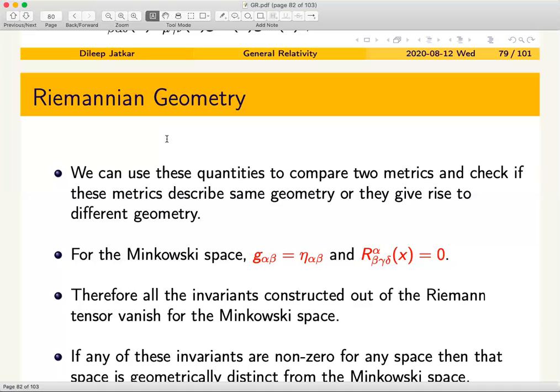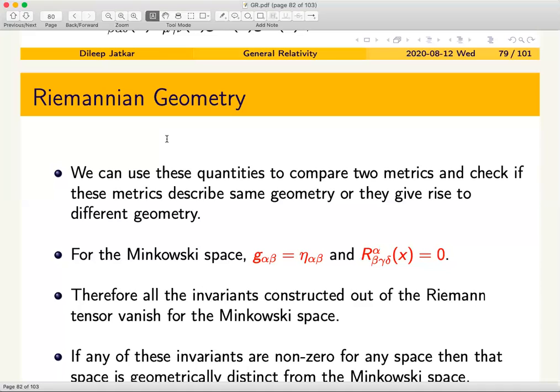Now, of course, there is another way of trying to figure out whether the two geometries are the same or not, and that is to find a coordinate transformation which takes you from one to the other. If you can figure that out, then you don't even need to do this. But the point of doing this is that finding a correct coordinate transformation which takes you from one metric to another metric is very complicated. It's a much more complicated problem than trying to determine these invariants.